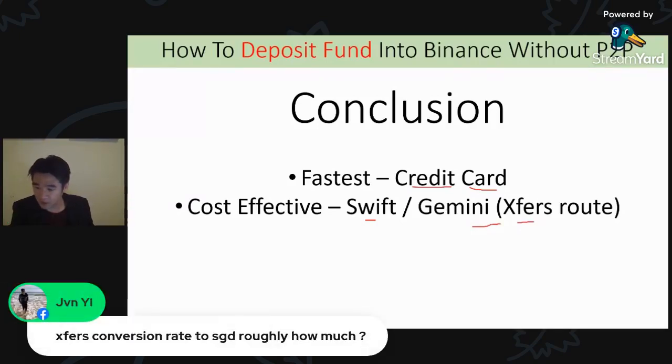Oh yeah, we have a question. XFR conversion rate? XFR is using SGD to fund, so there's no exchange rate risk. From your DBS, if you fund $500, you will get $500 in XFR. Then you can actually buy in Gemini and Crypto.com. You can buy in SGD as well, or if you prefer USD for whatever reason, you can do that as well. I would say the rates are quite decent in both Crypto.com and Gemini.